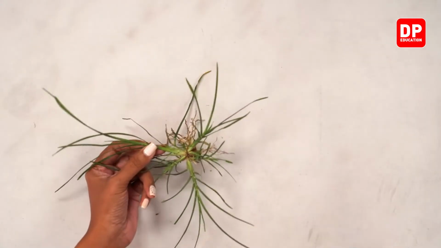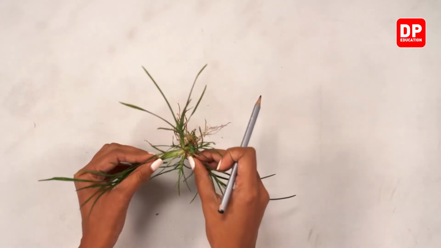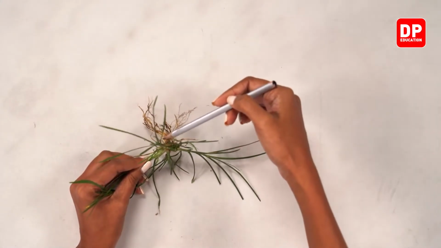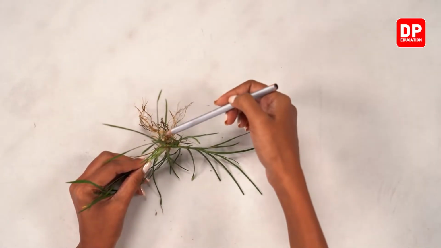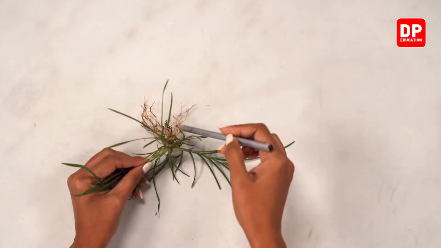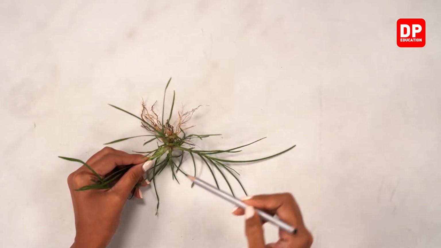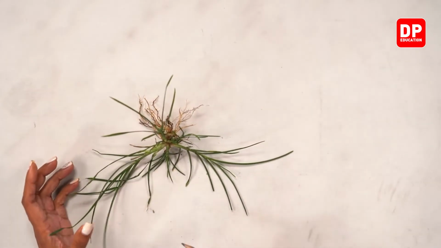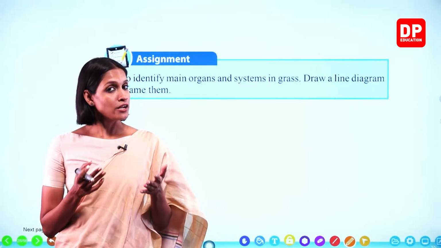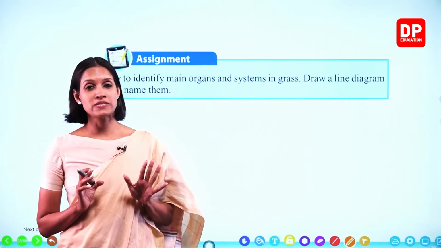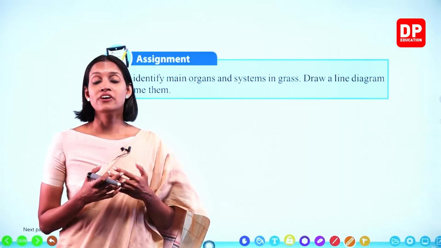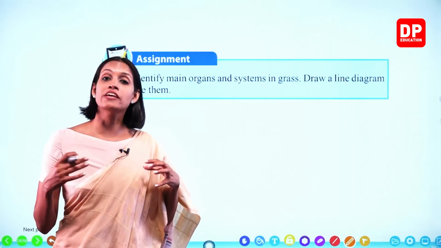Right, children? However, when we consider this grass plant also, we can identify two systems. The system that remains underground is known as the root system, and the system that is present above the ground is known as the shoot system. Right, children? So, you all observe that plant. That plant also has a shoot system and a root system, but when it comes to the root system, you cannot identify it as two parts. It's only fibrous roots.